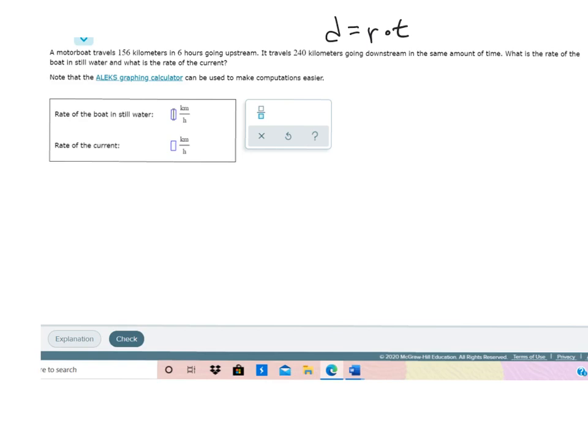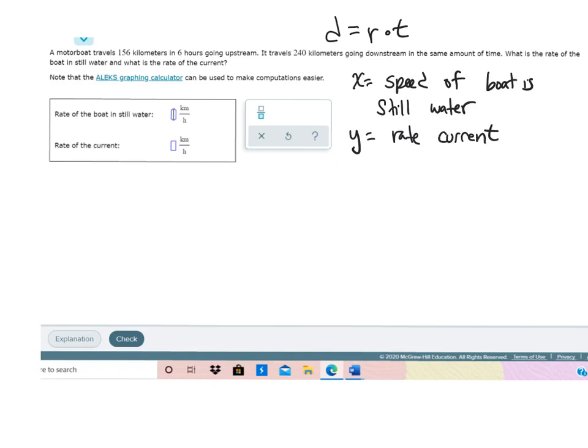So we have some information, so I'm just going to make a little chart, and then we want to figure out what we want to do. What we want to find is x, which is the speed of the boat in still water. So if there were no current, how fast would the boat go? And y, we want to know the rate of the current. So how fast is the river going?